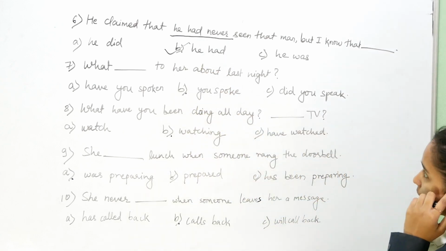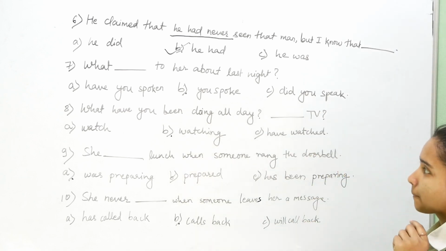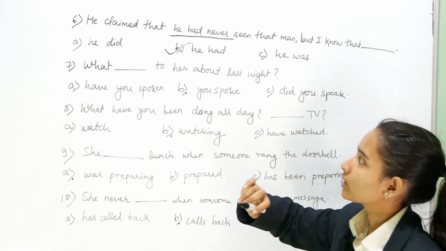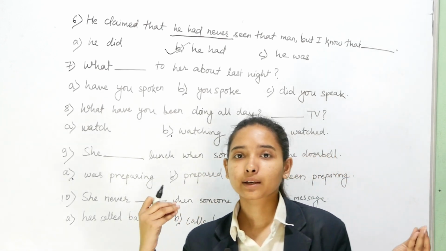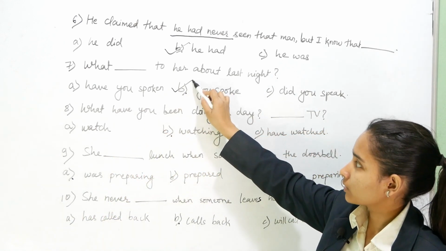The next question, what dash to her about last night? Have you spoken? You spoke? Did you spoke? What? तिमीले चाहिँ उलाई के भन्यौ? के भन्यौ छ भने भन्यौ is like भूतकालको भइसकेको कुरा. So we will use you spoke.